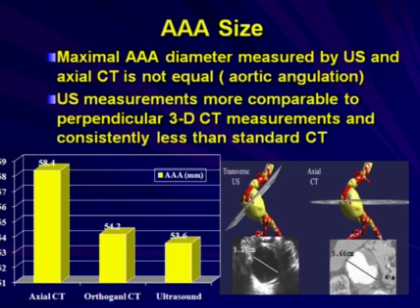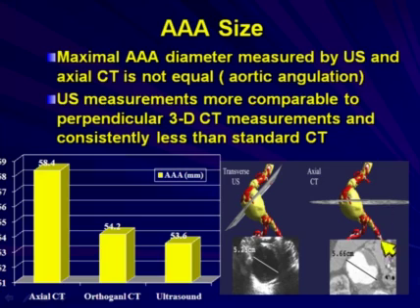In the center in which I worked in Norfolk, Virginia, we looked at this and did a study that was published, and I'll give you that reference in a moment. But what we found was we compared standard axial CT to orthogonal CT and ultrasound. And what we found is that axial CT is going to overestimate the size of the aneurysm directly proportional to the angulation, the amount of angulation in the neck of that aorta.